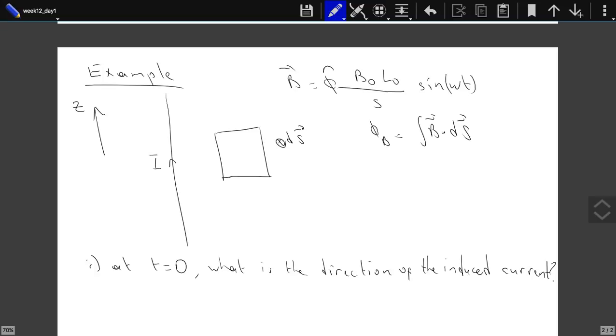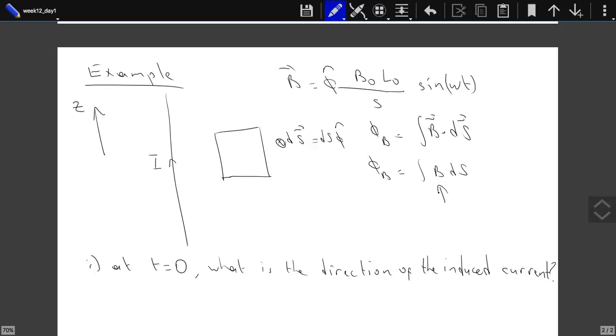Is its magnitude increasing or decreasing at t equal to 0? Increasing. Let's see. B is increasing its magnitude. Phi b, since you have also chosen ds to be in the phi hat direction, it's just the product of the magnitudes. This is increasing with time. So the flux is increasing with time.